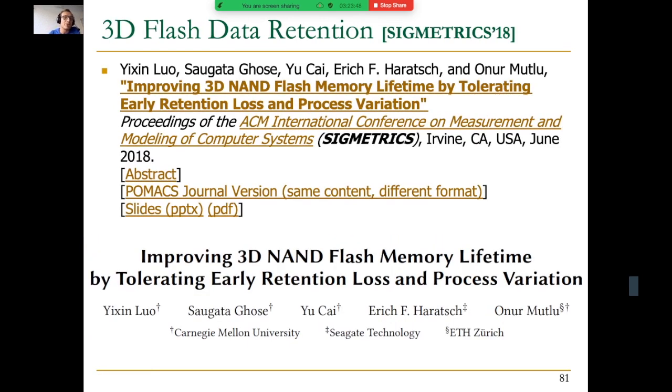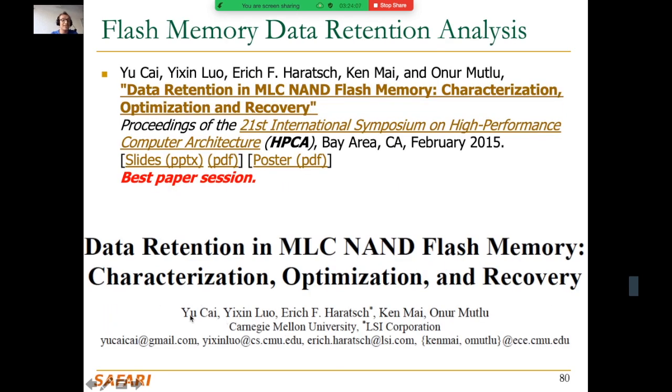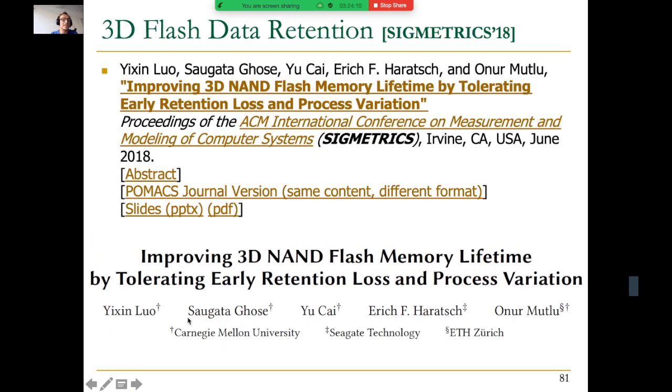And this is not going away. At 3D flash memories, meaning 3D stacked devices, that's one way of scaling flash memory to very high densities. The problem becomes even worse, so you have early retention loss, and you need to handle it in a different way. And you can see some of these papers. Again, some of these have gone into Yukai's PhD thesis, and later Yishin's PhD thesis for 3D NAND flash memory.